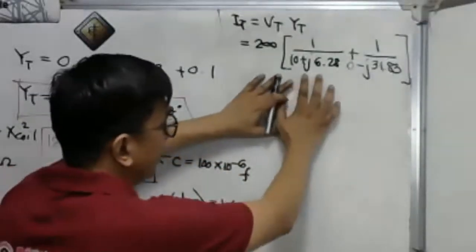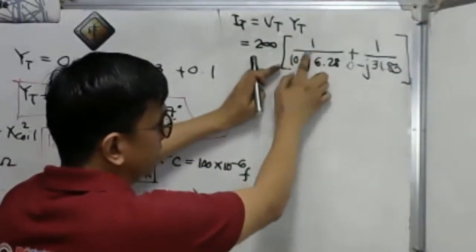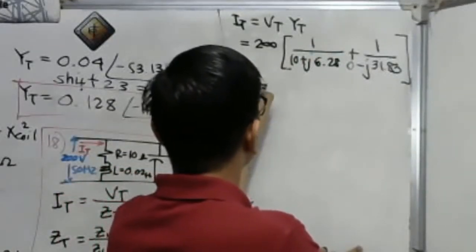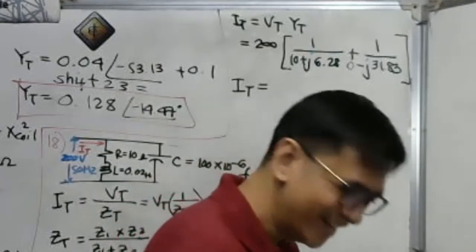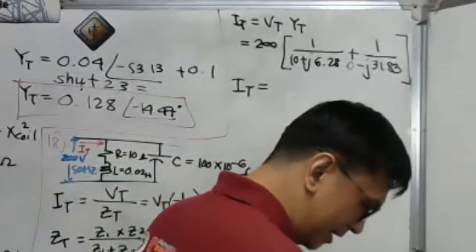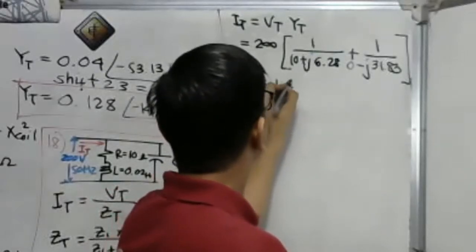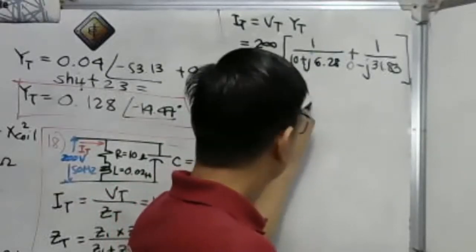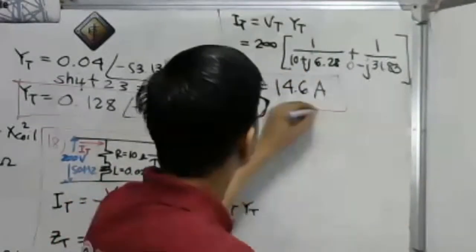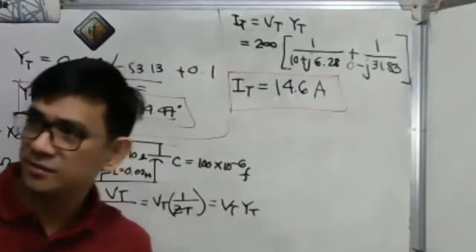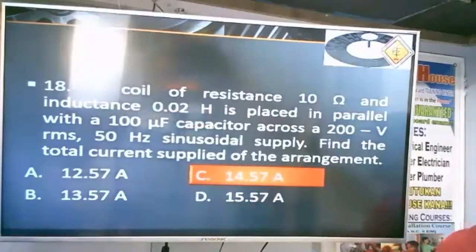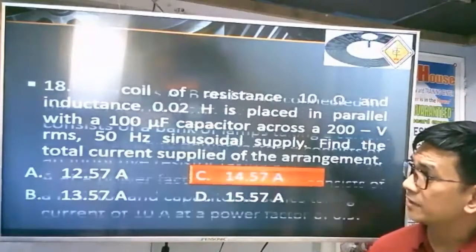So, we have this. This portion, I'll just give you the final answer here, because it will take us until 12 midnight if we do everything. Anyway, I already solved that. So, here is the answer, 14.6 amperes. Approximately letter C. Nearest to letter C. Next number.